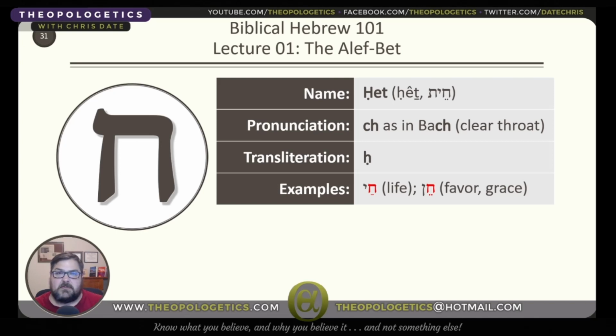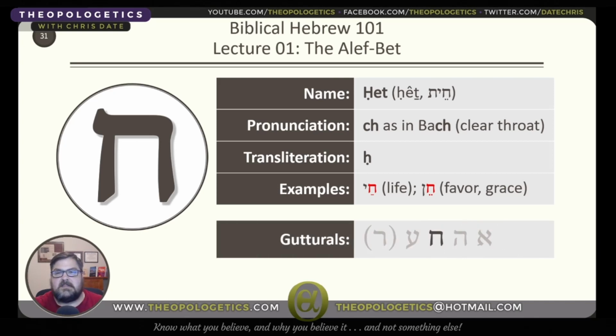The way to transliterate chet into English is by using the English letter H, but with a dot under it. And examples of Hebrew words that start with this letter are chai, meaning life, and chen, meaning favor or grace. And this is the third letter in our category of gutturals, for what are hopefully obvious reasons.